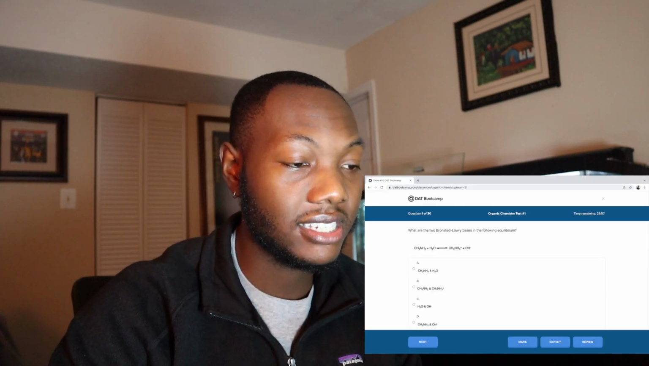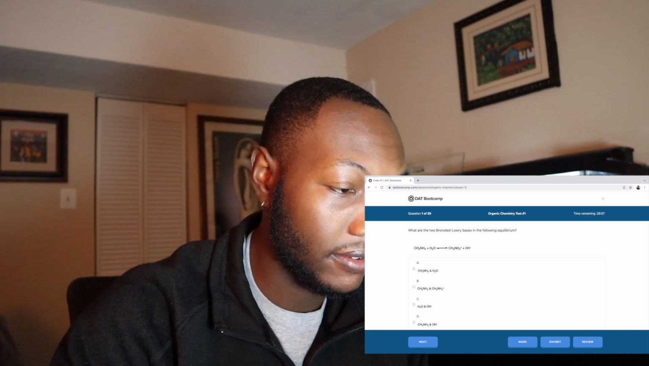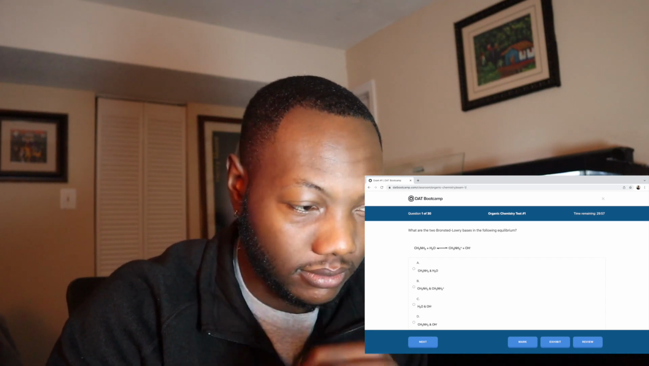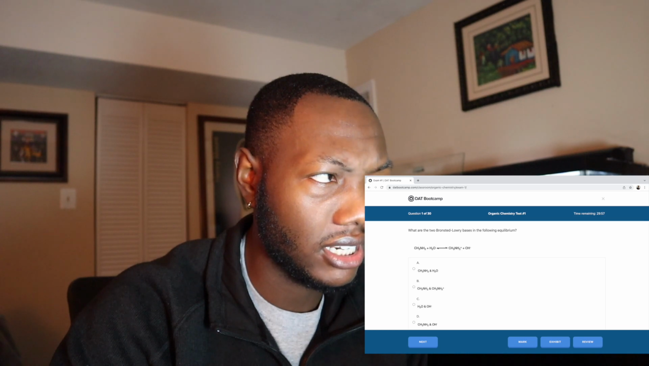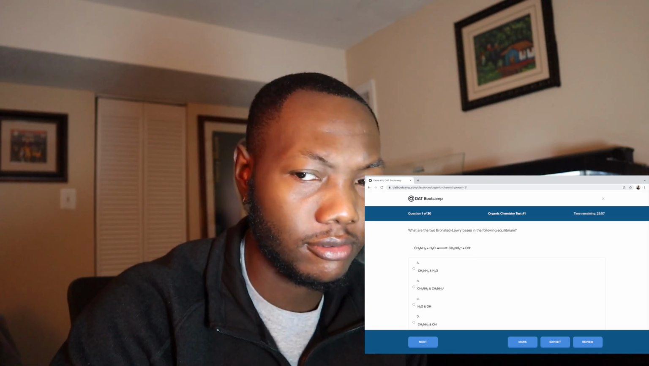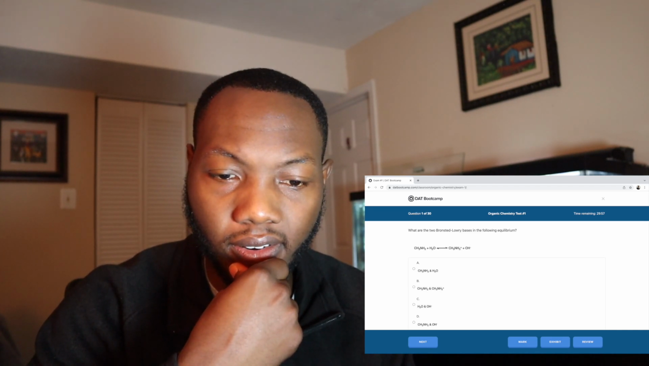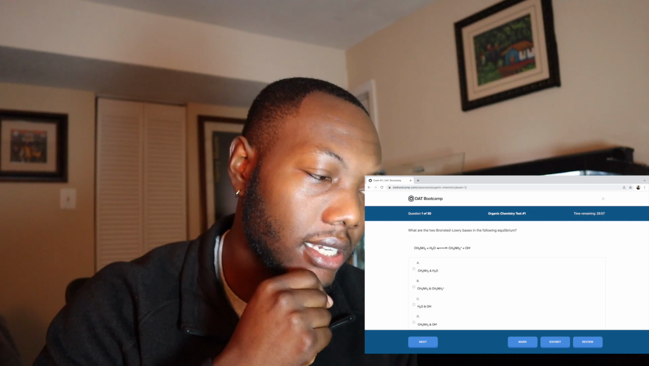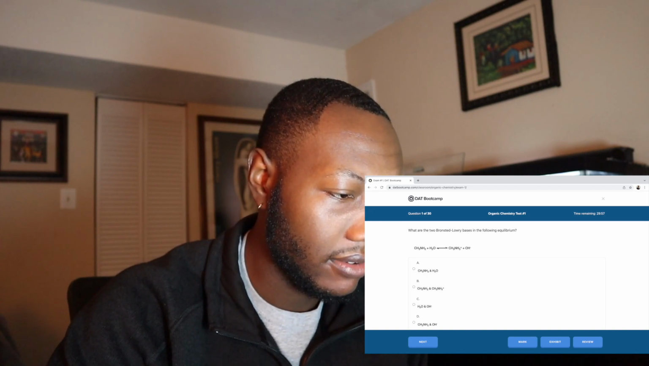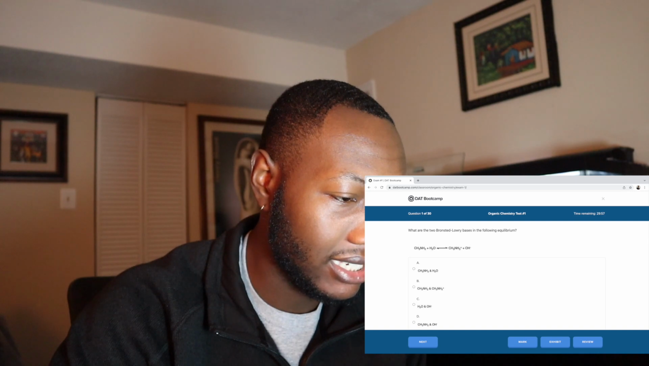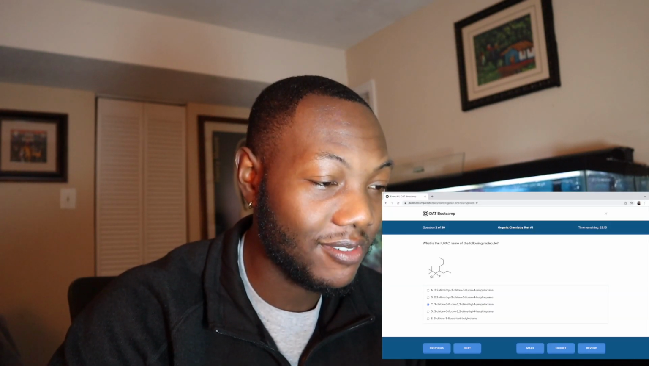Screenshot them. What are the 2 Bronsted-Lowry bases in the following equilibrium? Okay, so a base donates a proton. Acids accept a proton. Wait a minute. No, acids donate a proton. Bases accept a proton. Meaning CH3NH2 would be a base. And then on the other side, OH minus would be a base. I think.